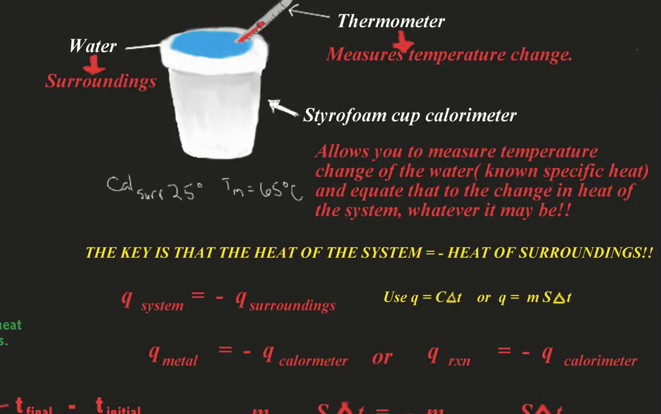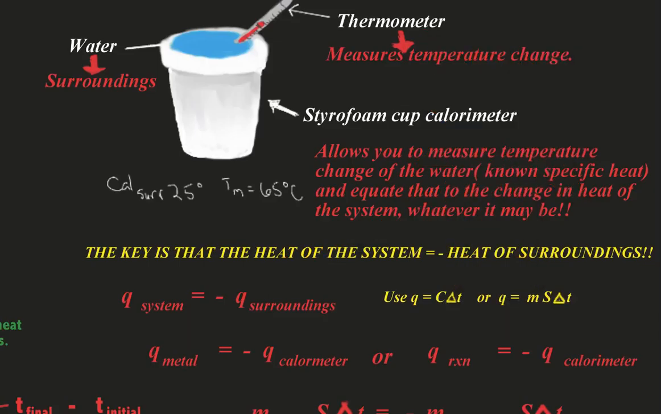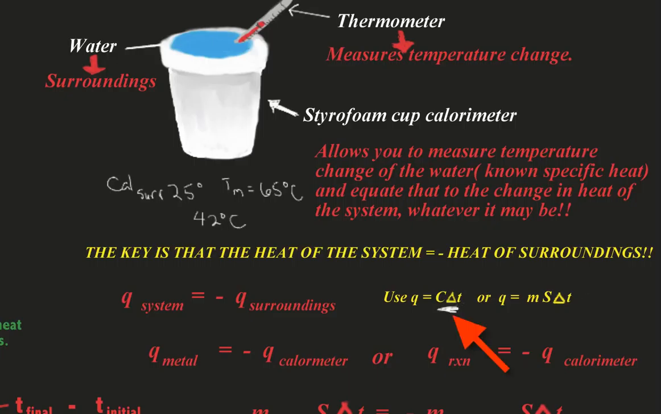So what you would do is use the fact that the Q of the system equals the negative Q of the surroundings, and depending on what's given, you're going to use Q equals C delta T or Q equals M S delta T. In this case, the Q of the metal will equal the negative Q of the calorimeter, being the surroundings, the metal being the system. And they will both end up at the same final temperature. Let's say it was 42 degrees Celsius. And because I didn't give you a mass, you would have to use the C delta T equation, and you would say C delta T equals negative C delta T.